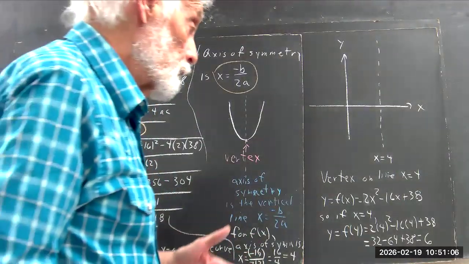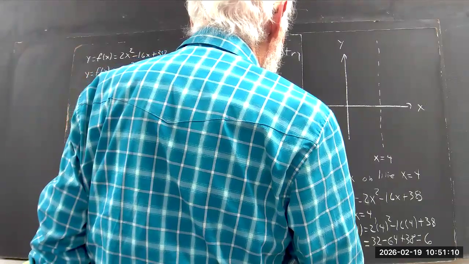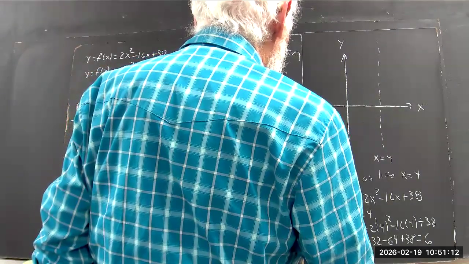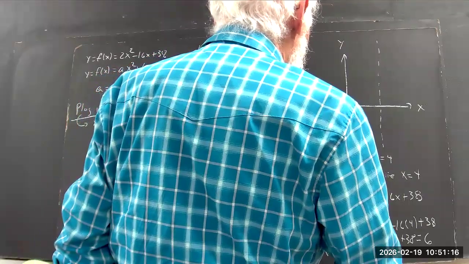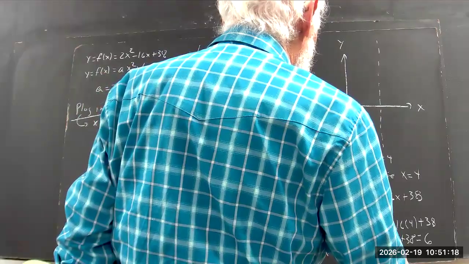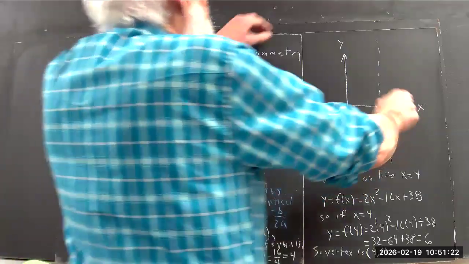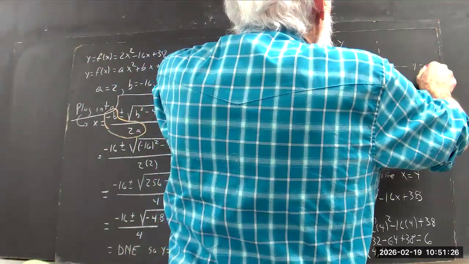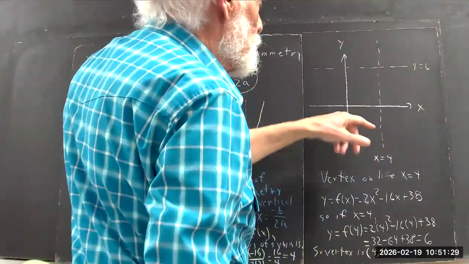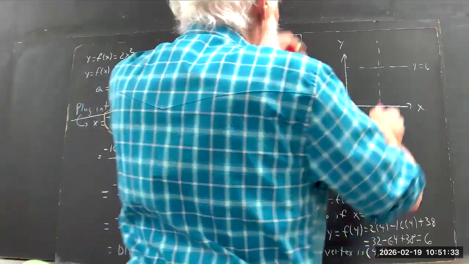So we know that our vertex is the point 4, 6. So we can draw a y equals 6 horizontal line if we wish. And when that intersects the x equals 4 line, we have the vertex of our graph.